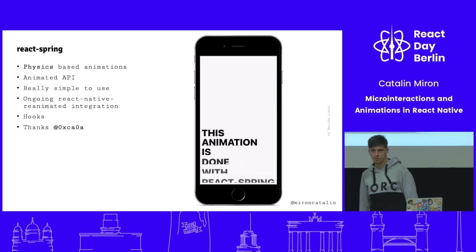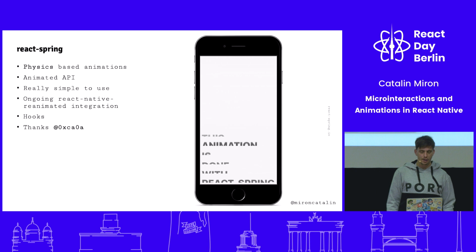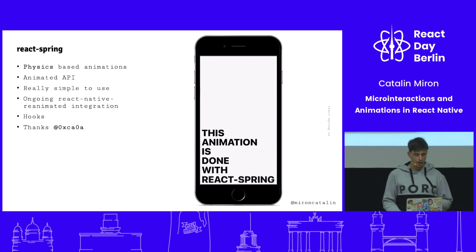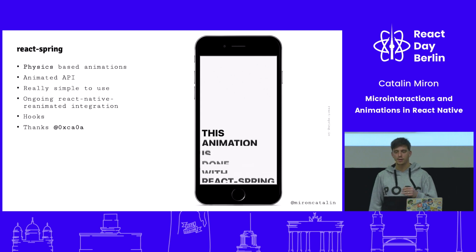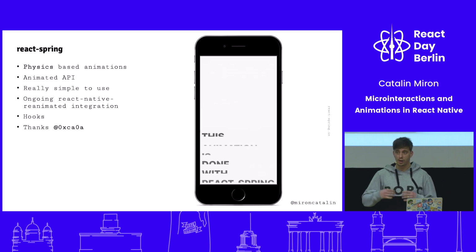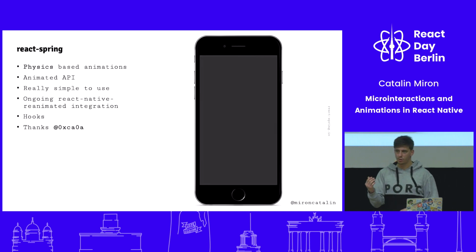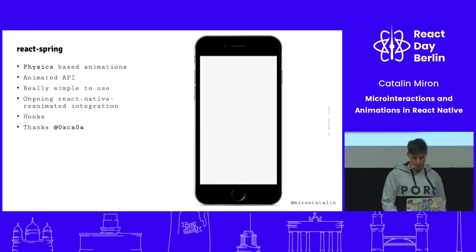Another library is called react-spring. This is a library that's also using physics underneath. It's based on the Animated API and React Motion. There is an ongoing React Native Reanimated integration inside it, and I think that is going to make it the most powerful weapon, let's say, for developers who would like to achieve microinteractions or UI animations out there. And it also has support for hooks.